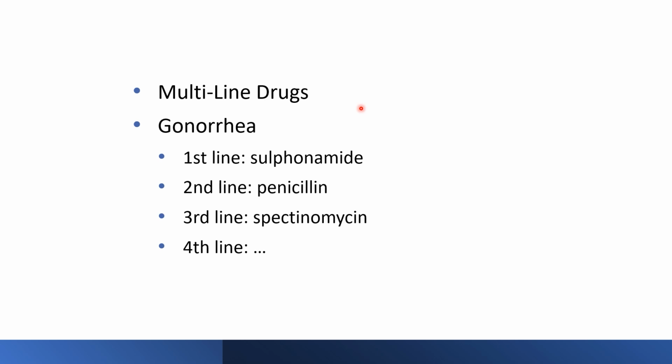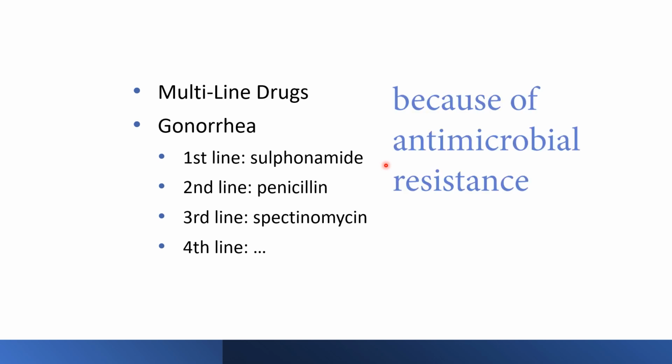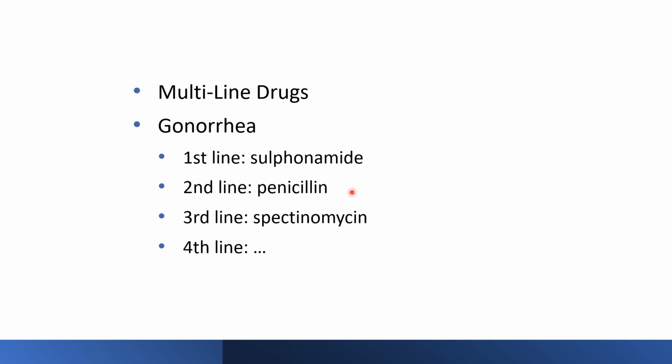A clear illustration of this is gonorrhea. So this is one of many sexually transmitted infections that people get when they sleep around with multiple partners. So they get infected, they see doctors, the doctors give them sulfonamide, they feel better, and then they sleep around again, or their infected sexual partners sleep around again. They get infected, they see doctors, the doctors give them sulfonamide again, and now it doesn't work. So the doctors give them penicillin. That works. They feel better.